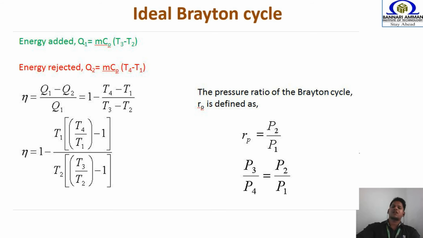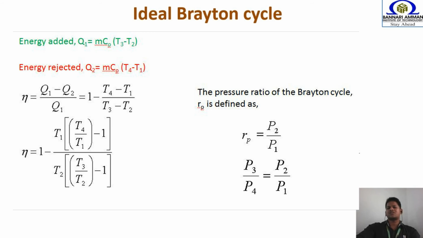So in this way you can calculate WT, or else the easiest way is W net is equal to Q in minus Q out, because this is a cycle. Because this is a cycle, W net is equal to WT minus WC as well as Q in minus Q out.